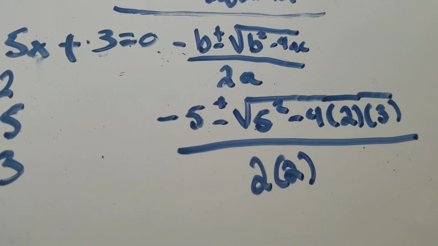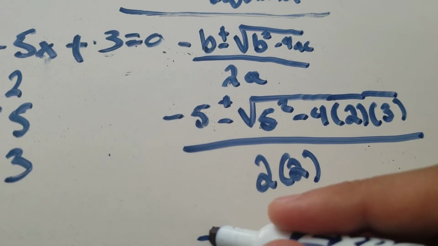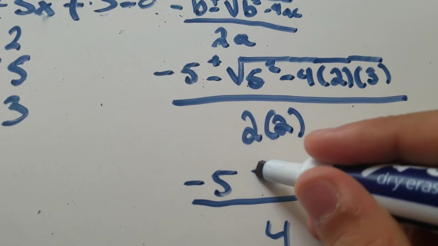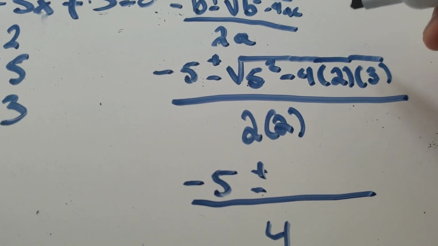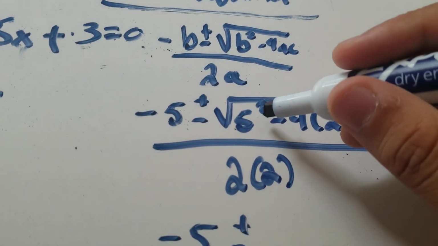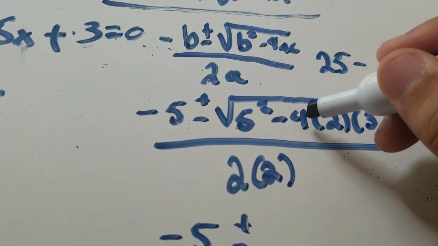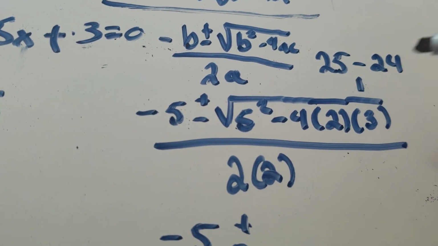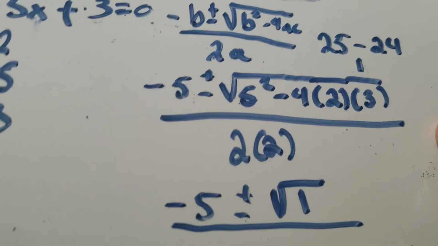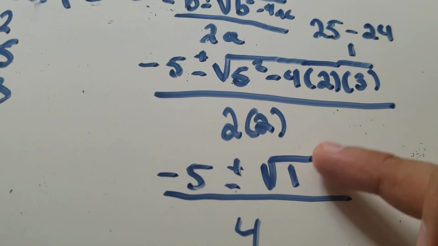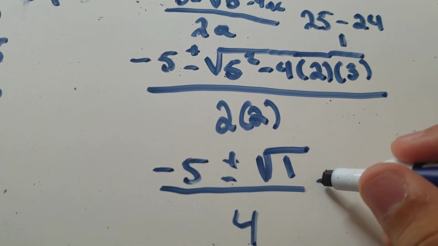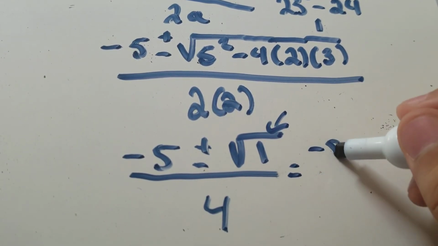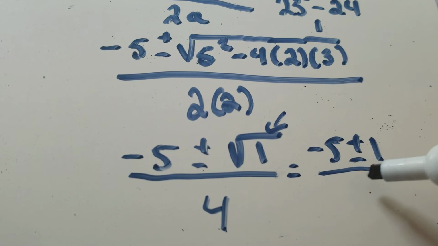Now we're going to simplify as much as possible. So negative 5 is still negative 5. 2 times 2 on the bottom is 4. Inside the square root, let's do it over here so we have some space. So 5 squared is 25. 4 times 2 is 8. 8 times 3 is 8, 16, 24. 25 minus 24 is 1. So that's the square root of 1. Wait a second. The square root of 1 is a whole number, not an unclean number. The square root of 1 is 1. So I can rewrite this part right here as negative 5 plus or minus 1 over 4.